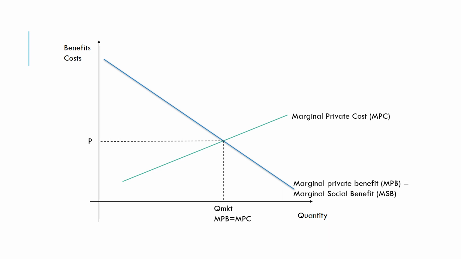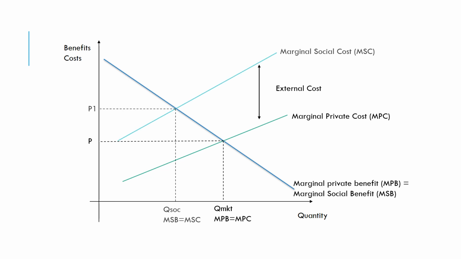Now, if that was a good outcome, then from society's perspective, we would still want the same quantity. But when we look at the costs to society, we also add on external costs, the cost of the third parties. And so we have a social cost that is greater than the private cost. And if we assume there are no external benefits, we have a social benefit that equals the private benefit. And if we go through the same analysis, we find that the socially optimum level of output is where MSC equals MSB, and that is here, QSOC, Q for socially optimum output.